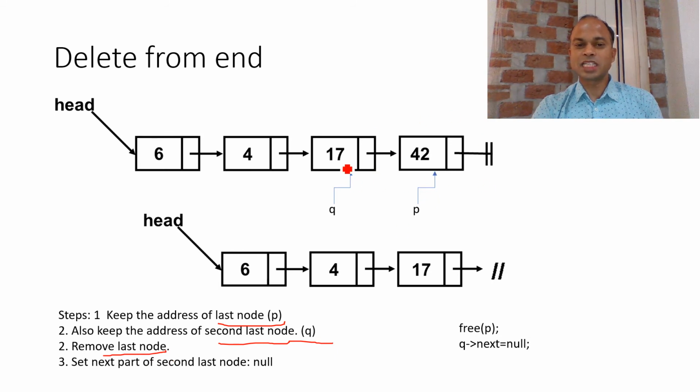After it, the next part of the second last node should be null. In this way, we can set the next part of the second last node to null. If we talk about the code, P is pointing to the last node, so free P, and the last node is being deleted here. And for the next part of the second last node, Q arrow next equals null. In this way, we can set the null. So this is the procedure for delete from end.